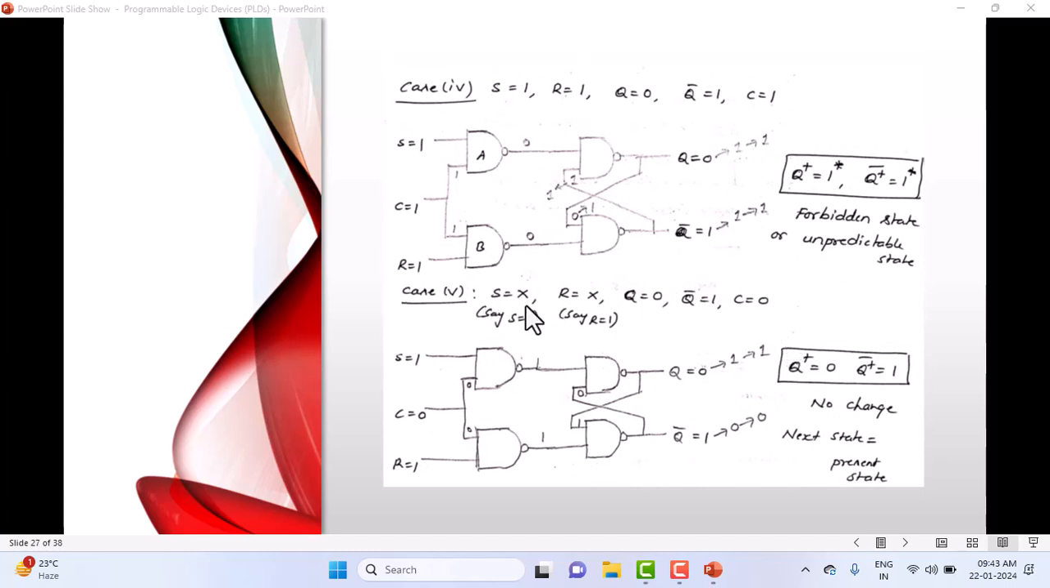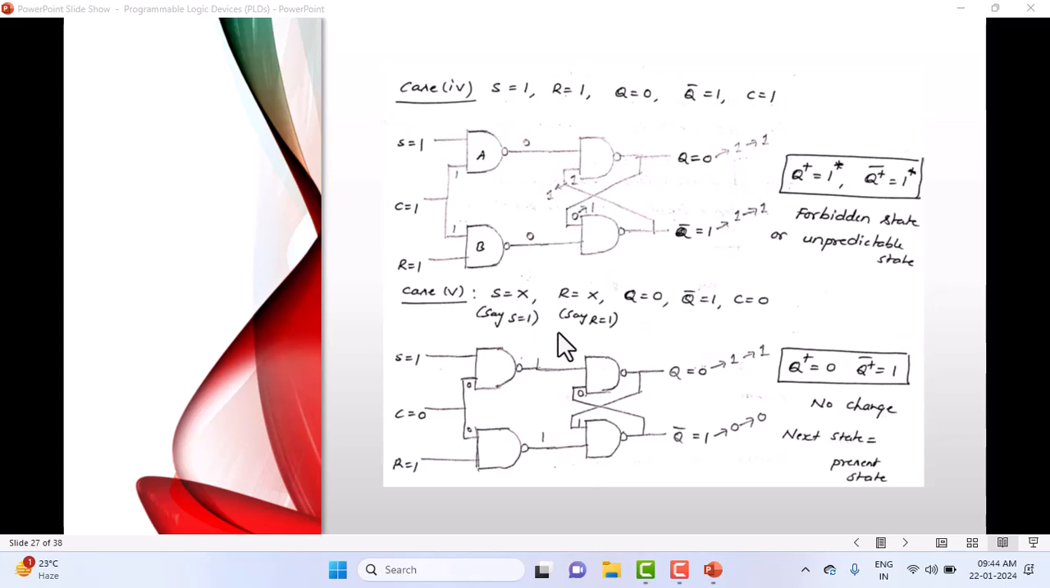In the last case, you can observe that the thing to be considered is that enable is 0, and irrespective of the inputs, the set input and reset input are taken as don't care. Q is assumed as 0 and Q bar is taken as 1, and you can see the next state will be equal to the present state. There's no change in the state.